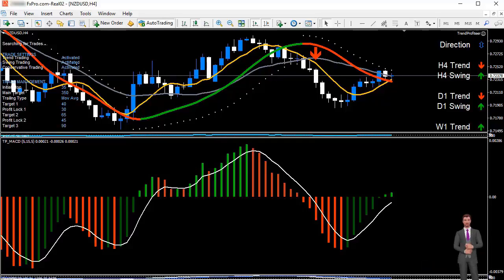Red histogram bars below the zero line represent a move down, contrary to price being supported. Green histogram bars above the zero line represent a move up, contrary to price being under pressure.